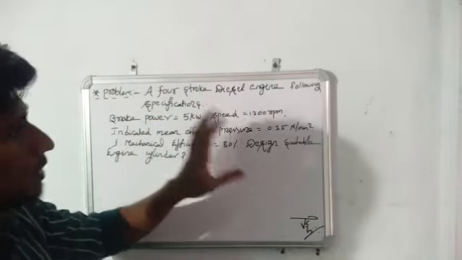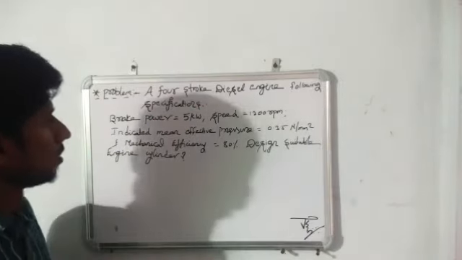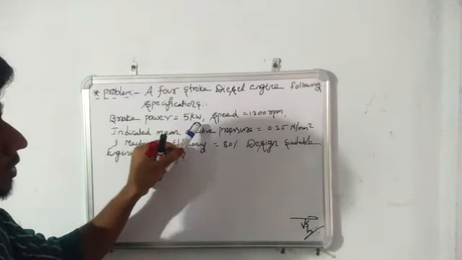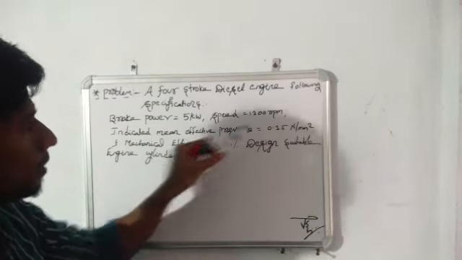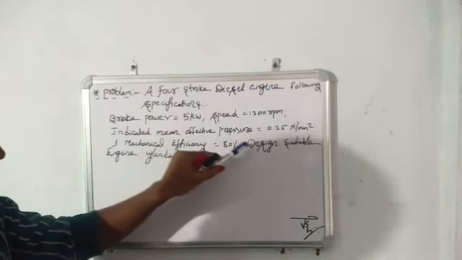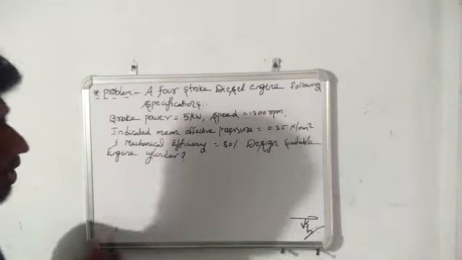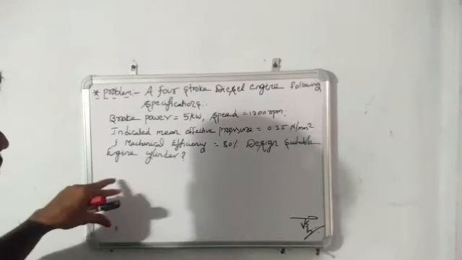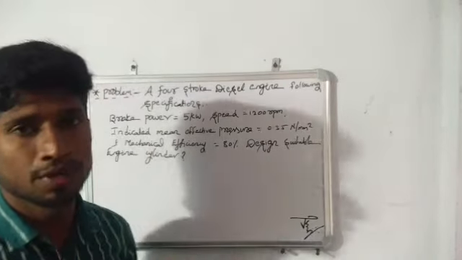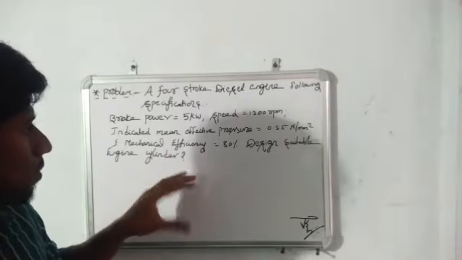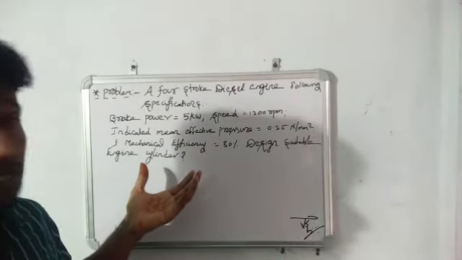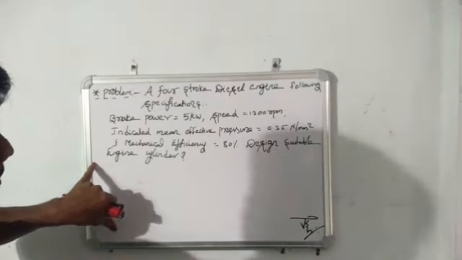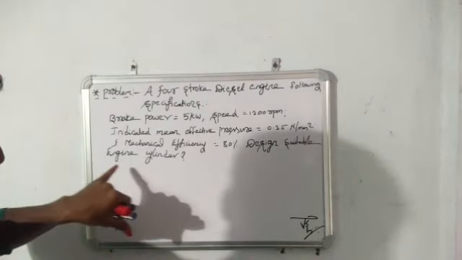A 4-stroke diesel engine has the following specifications. First is the brake power. The given brake power is 5 kilowatts. Speed equal to 1200 rpm. Indicated mean effective pressure is equal to 0.35 Newton per mm square, and mechanical efficiency is equal to 80%. Design a suitable engine cylinder. That is the given problem here. In this problem, some required data is provided. First, write down the given data. What is provided in the problem?